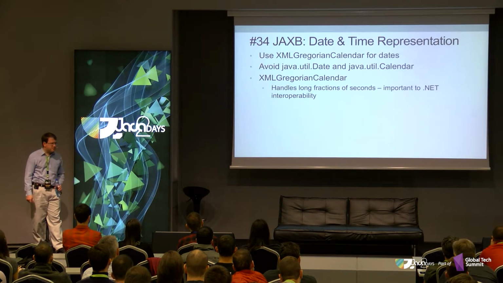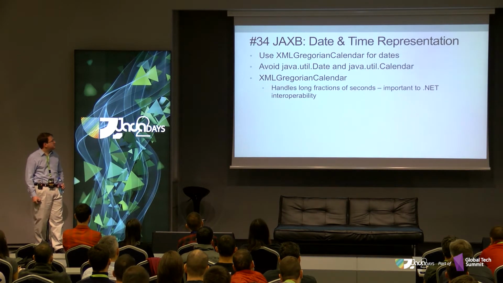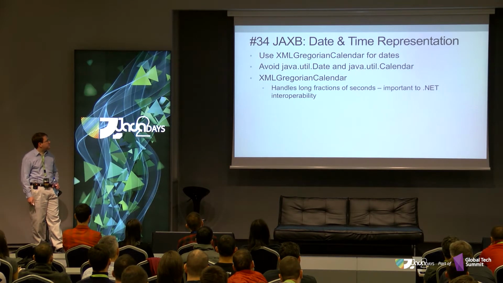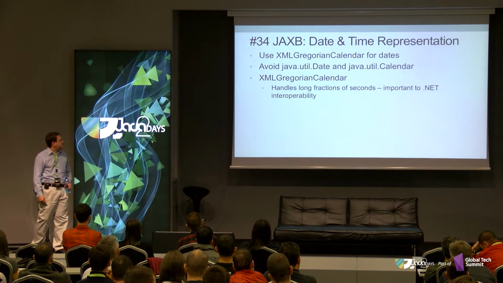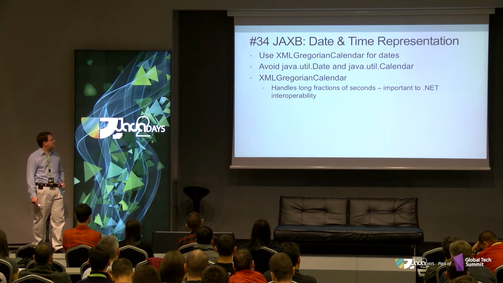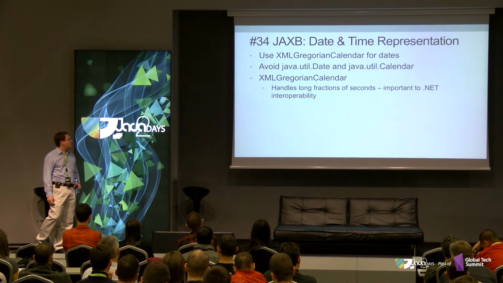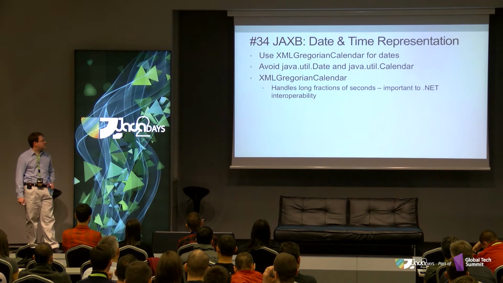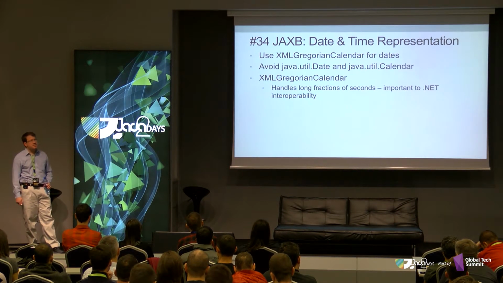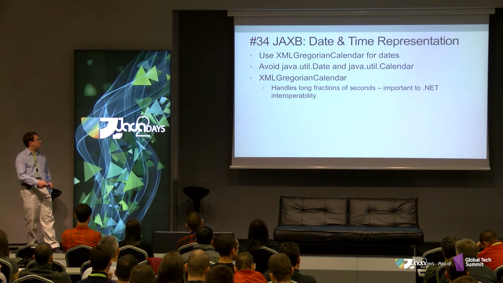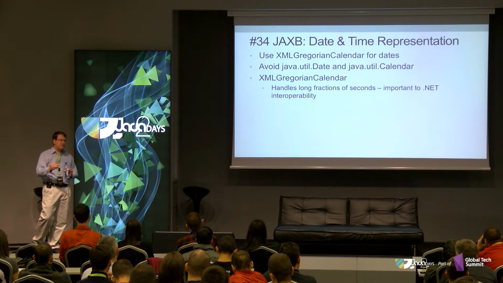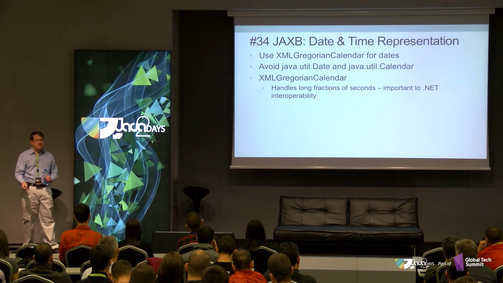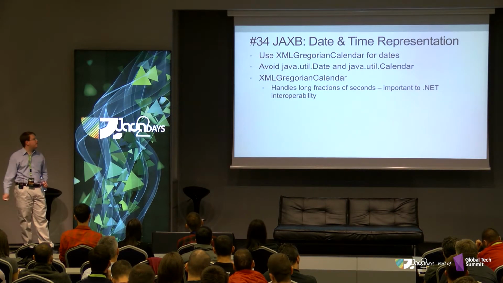If you do a search on this, you'll see tons of people are having trouble or constantly trying to use java.util.Date and getting very frustrated with JAXB. And there's reasons for doing this. XML Gregorian calendar handles long fractions of a second, and this is important to .NET interoperability. So when working with web services, make sure to understand, don't just use the default, don't take your existing POJO, add some annotations to it, and then hope that it will work with a .NET client.